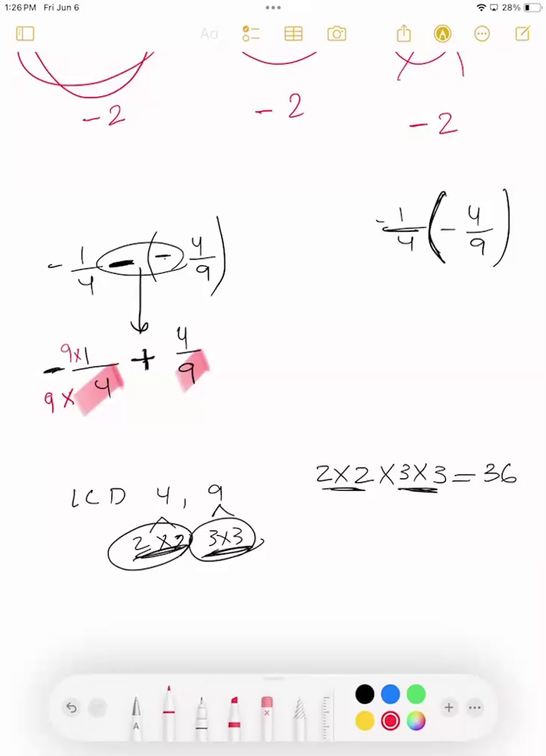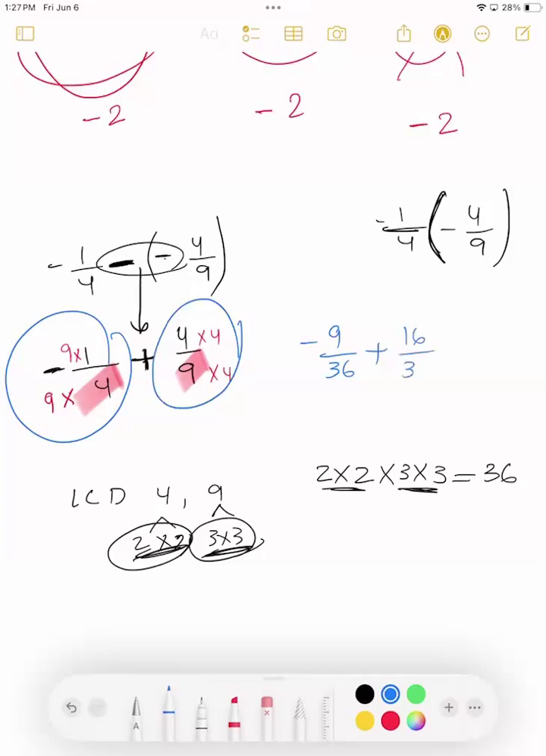4 times 9 is 36. How do I turn that to a 36? I multiply by 4 and I multiply by 4. So I get negative 9 over 36, 16 over 36. Now that I have the same denominator, I write one of them. I have a negative 9 plus 16. 16 take away 9 is 7 over 36. So the answer is 7 over 36.